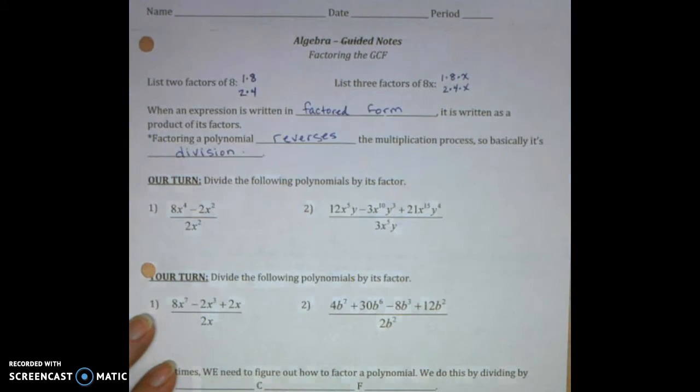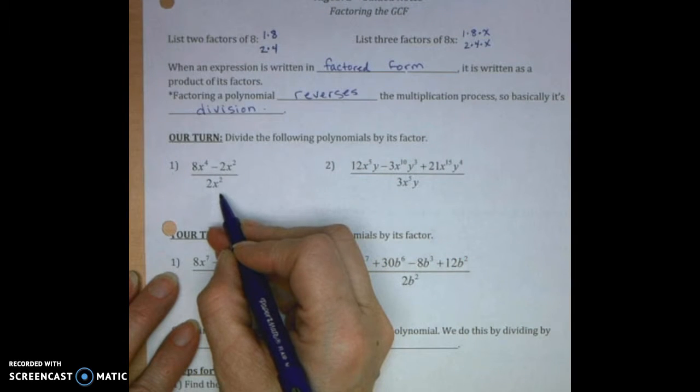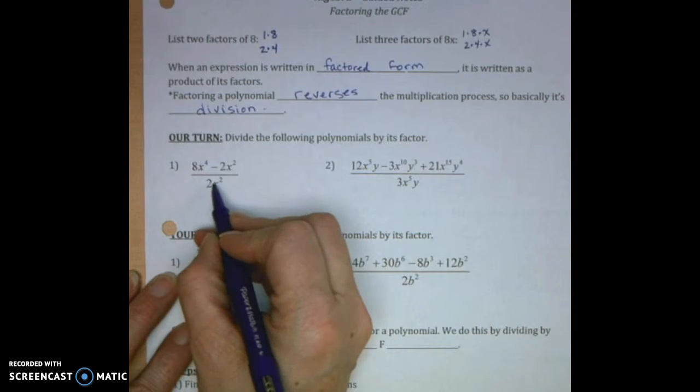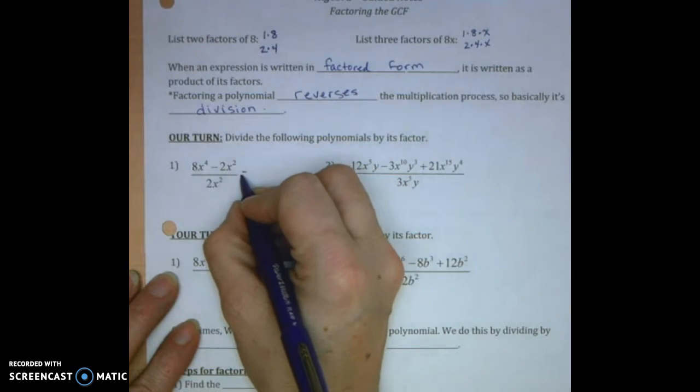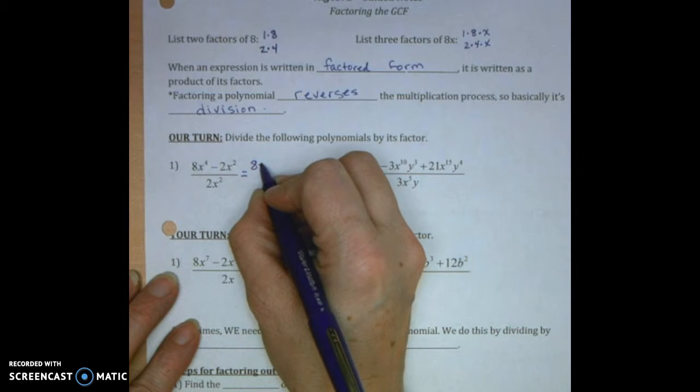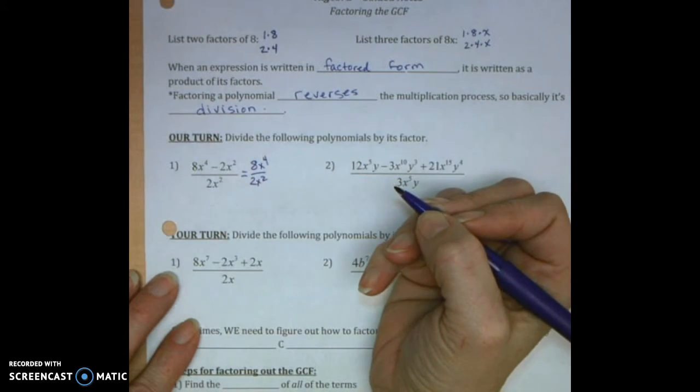Alright, so let's look at our turn. We're going to factor these two polynomials. They've given us the factor they want us to take out. So we're going to take 2x squared out of each term that's in the numerator. I'm going to rewrite this first one so that I have each term separately divided by that denominator.